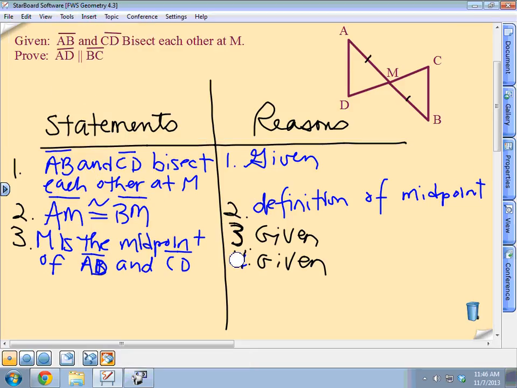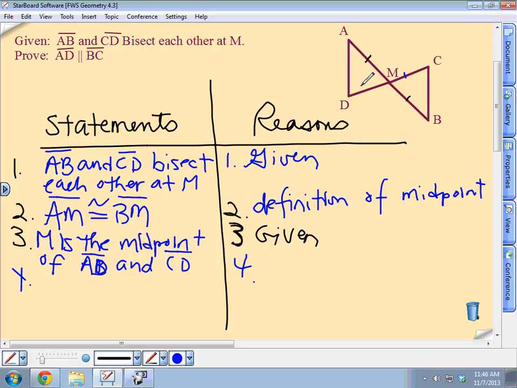What's my reason? Well, my reason is it's given, but what's that going to tell me? That tells you CM is equal to DM. CM is congruent to DM. So then we have two sides and you just need the angle. CM is congruent to DM. And what was the reason for that?